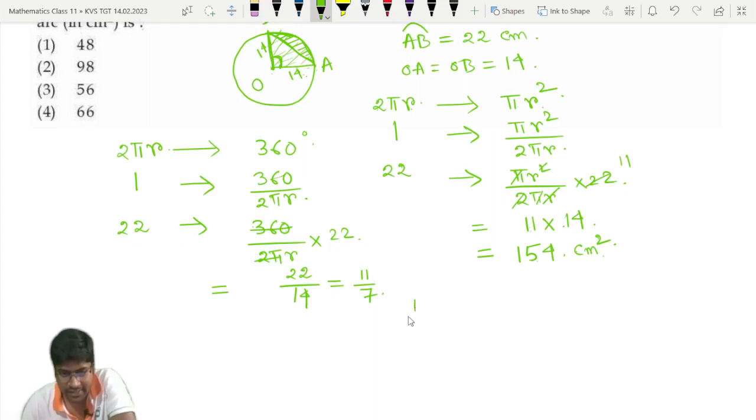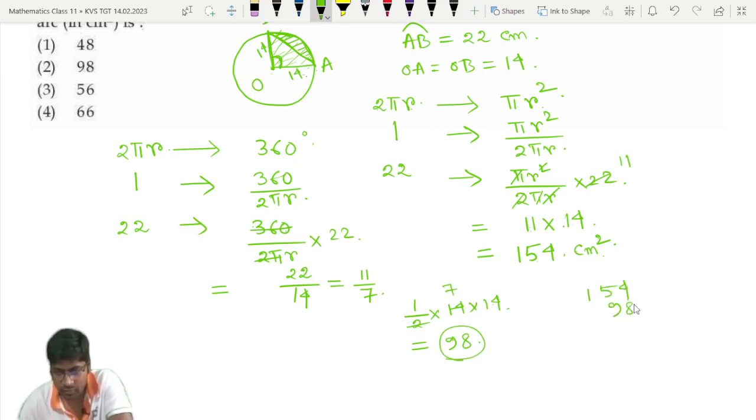It is not given anyway in the question, but suppose it is given, then we can find the area of the triangle as half into base into height. Then we can find 2 into 7 and 7 into 14, 98. So then the area of the triangle we have got. So the required area will be 154 minus 98, which will be 56.